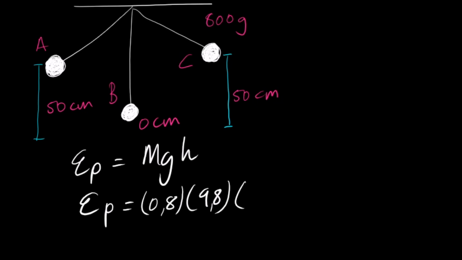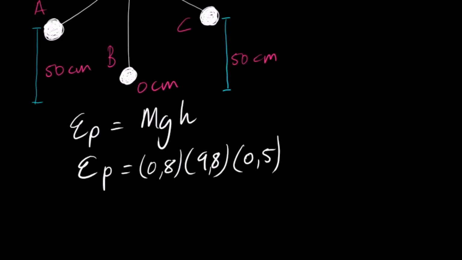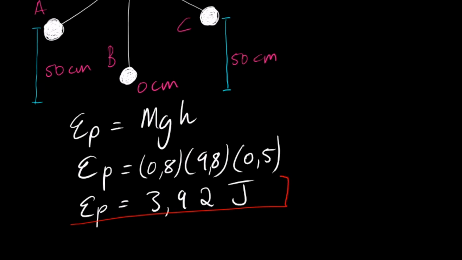Our height, we need to convert 50 centimeters to meters. So how do we convert? We simply divide by 100, or we multiply by 10 to the power -2. Then we simply punch this on a calculator. 0.8, 9.8, 0.5. Our answer is 3.92 joules. So this is the energy at A.